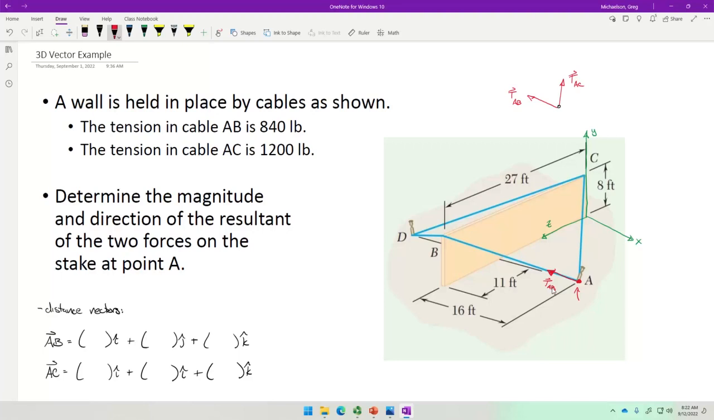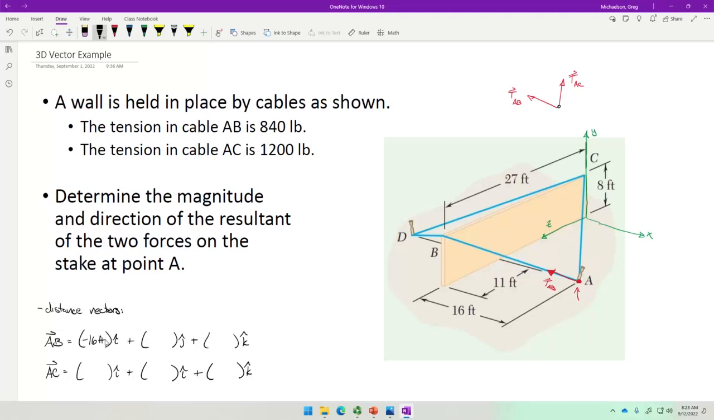Ooh, that orientation's bad. I think I can do better than that. I think the x-axis probably points more like that. That's better. So the x-axis is pointing this way, but to go from A to B, I'm going this way. So that means that this value here is negative 16 feet. Is everybody okay with that? That's probably one of the most important things to understand right now. Everybody okay with that?